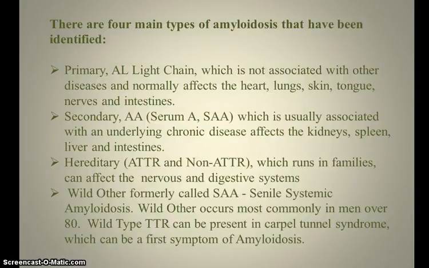Wild-type ATTR, formerly called SSA, senile systemic amyloidosis. Wild-type ATTR occurs most commonly in men over 80. Wild-type TTR can be present in carpal tunnel syndrome, which can be a first symptom of amyloidosis.